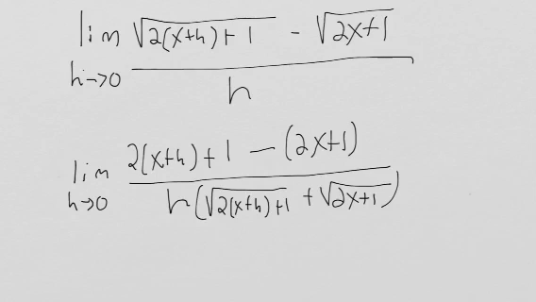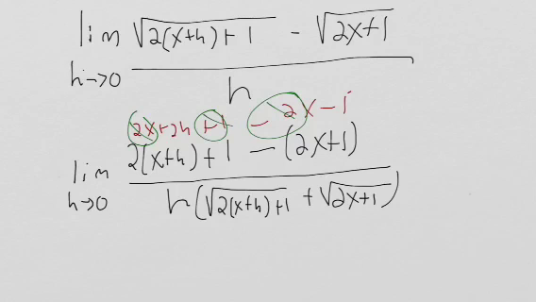Pause the video if you need to catch up, but I just multiplied by the conjugate, which canceled my square root signs. And then here's my conjugate now. We did it on top and on bottom. So now we need to combine like terms in our numerator. So we're going to end up with a 2x plus 2h up there, right? And then plus 1, and then minus 2x minus 1. We distribute that negative, and then what we can recognize is the 2x is going to cancel with the negative 2x.